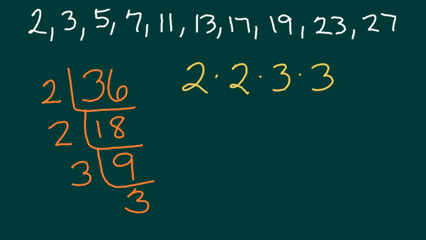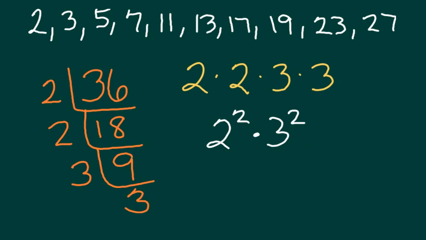Now there's another way you can write it. You could write it with a power. Because isn't 2 times 2 really 2 to the second power? And 3 times 3 is 3 to the second power. So both of those answers are correct. You could have this answer or this answer. I like both of them.